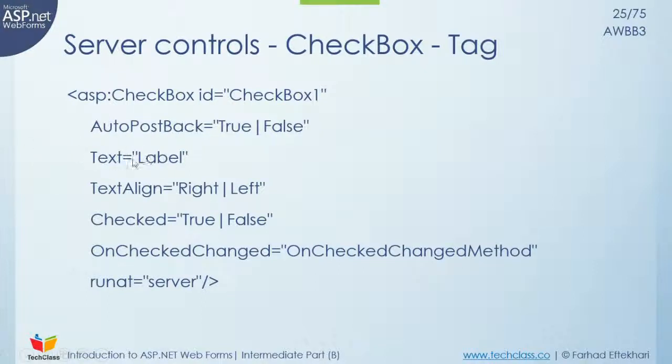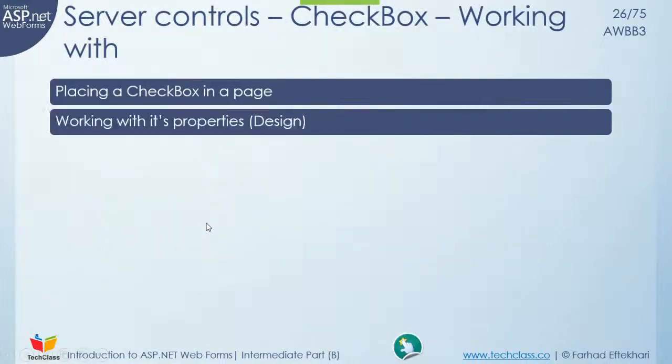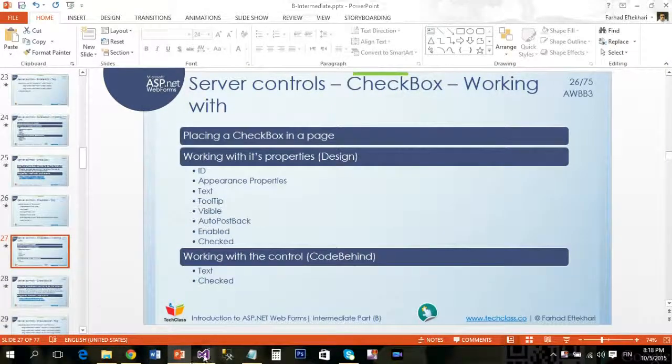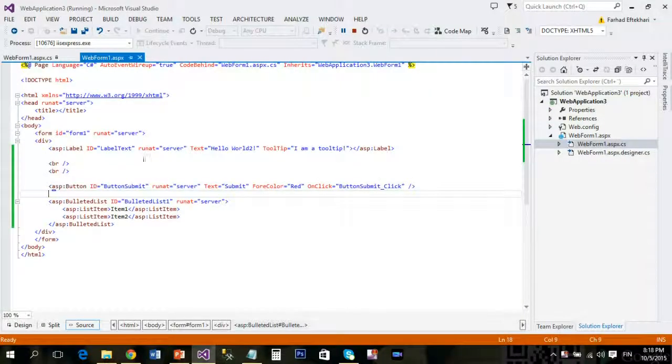And then the text for that checkbox, if the align is right or left, if it's already checked or not, and if you want to have an event when that server control has been checked, and then this run at server. So let's place a checkbox in a page and then work with all of these properties, and also on the code behind section, let's work with it. So I'm going to insert one checkbox inside of this page here.